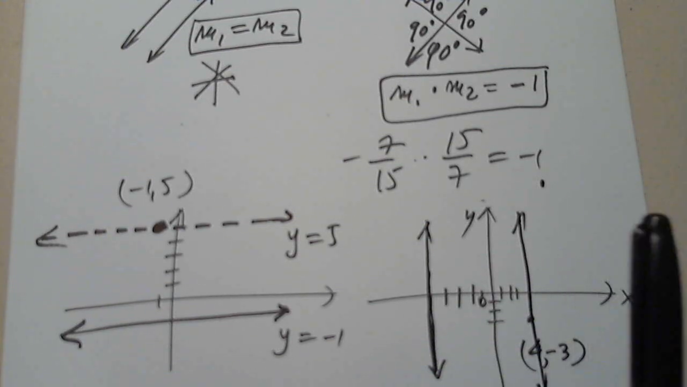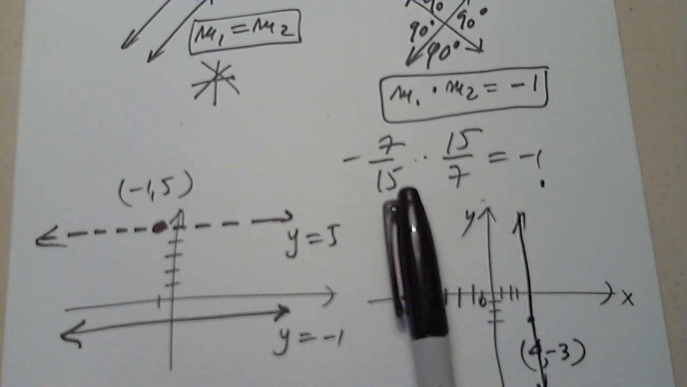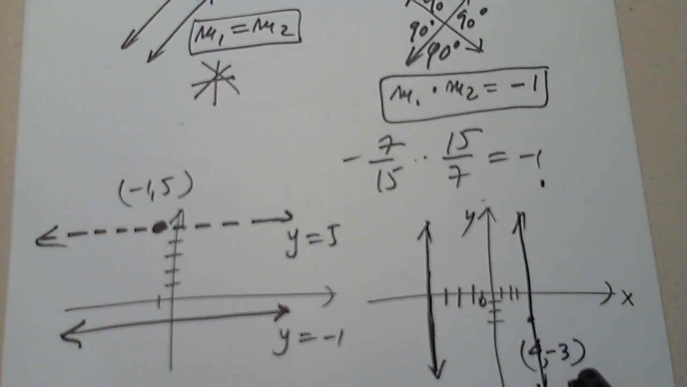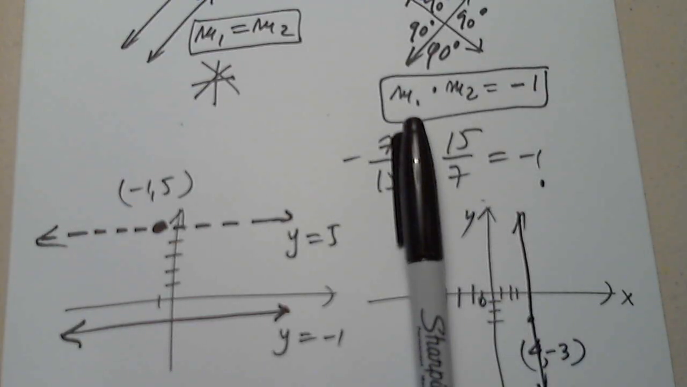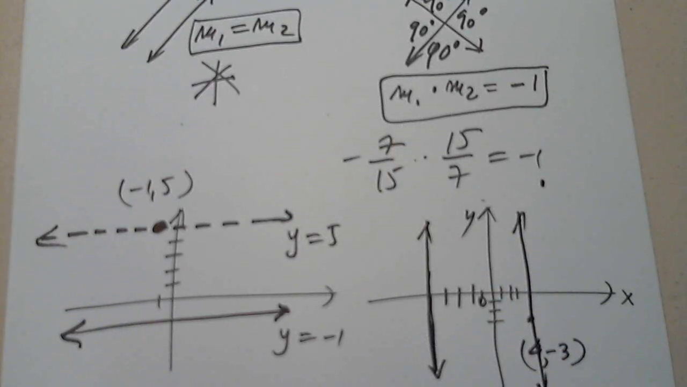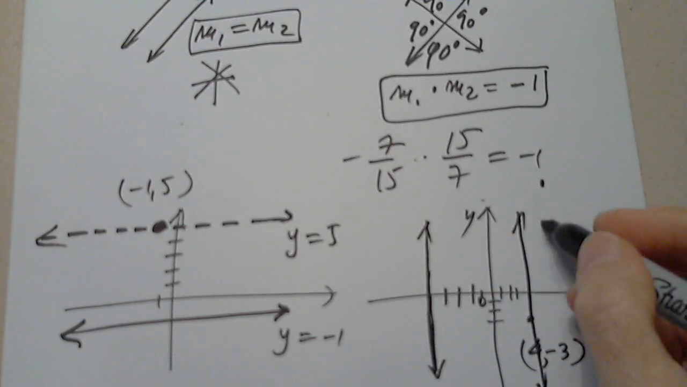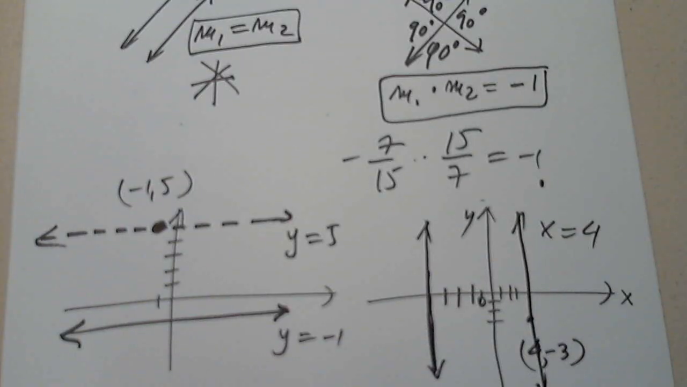So again, we want to determine a parallel line passing through (4, -3) and parallel to x = -5. So what is the equation of this line? x equals what? x equals 4. Good. Moving on.